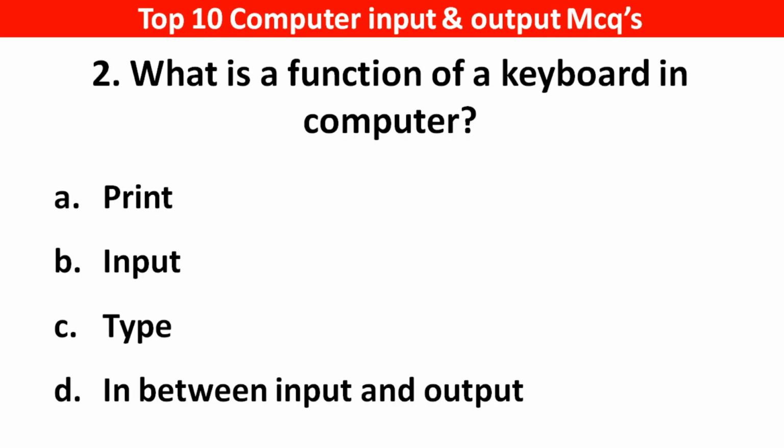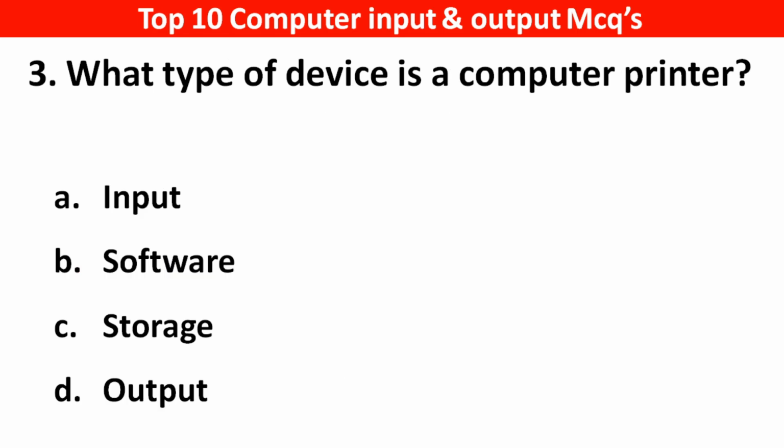Next question. What is the function of a keyboard in a computer? Options A, print. B, input. C, types. D, in between input and output. Right answer is option B, input. Next question. What type of device is a computer printer? Options A, input. B, software. C, storage. D, output. Right answer is option D.